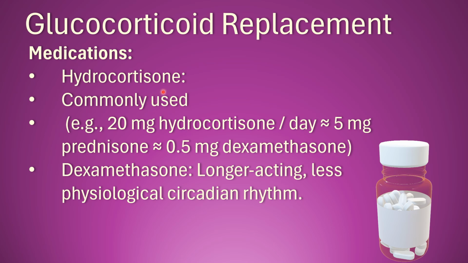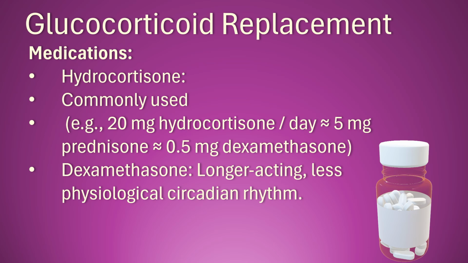And depending on their strength and potency, you take a different dose at a different time. So we know that, for instance, in the whole day, we take around 20 milligrams of hydrocortisone, and that would be equivalent to, for example, 5 milligrams of prednisone for the whole day. And we could have 0.5 milligrams of dexamethasone. That's because that's much longer acting.